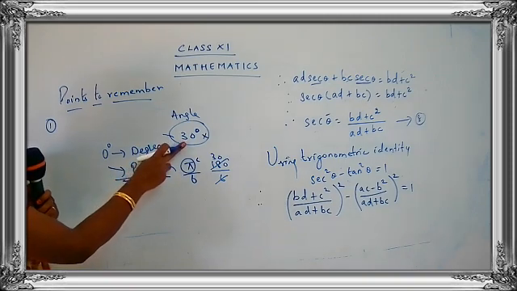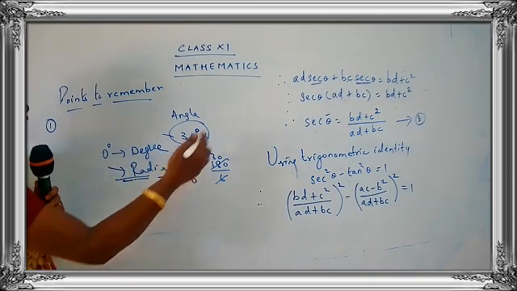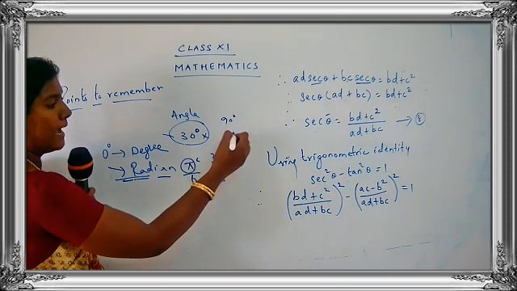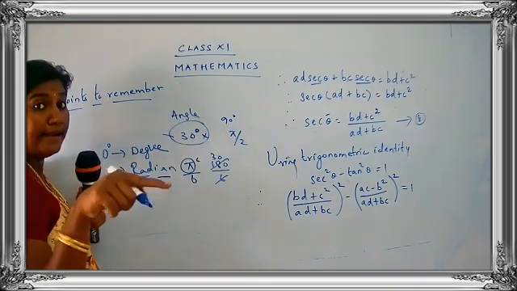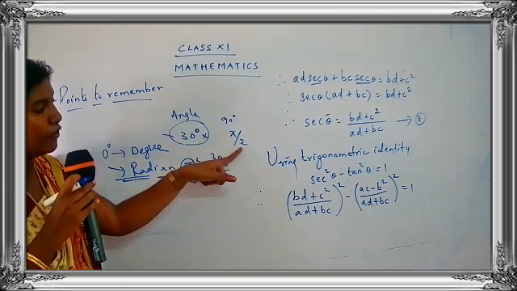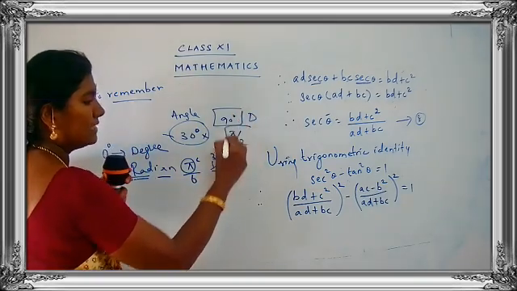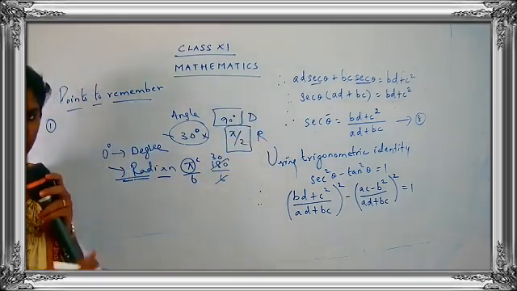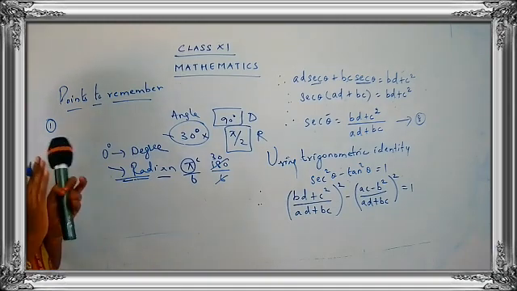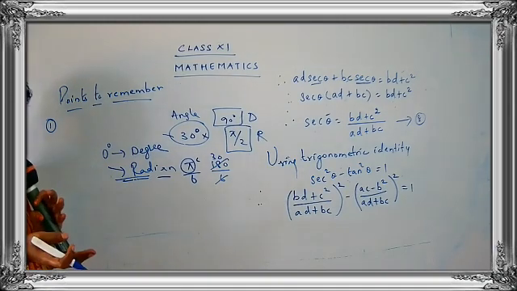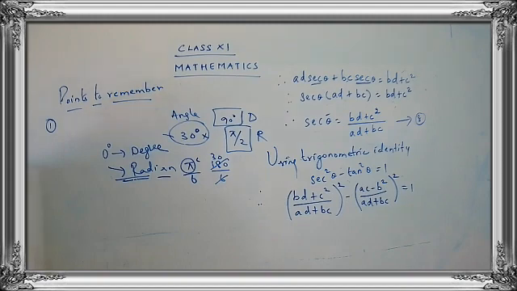So how can you write 30 degree? Pi by 6. How can you write 90 degree? Pi by 2. Pi is what? 180. So 180 upon 2 gives you 90. So this is the degree form and this is the radian form. Getting my point, children? I hope you are clear with the difference between a degree and a radian. Okay, good. Come on, let us write the first point. I hope you are taking down the first point, children.